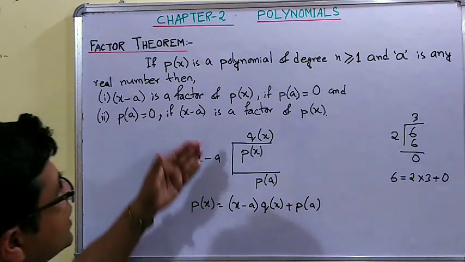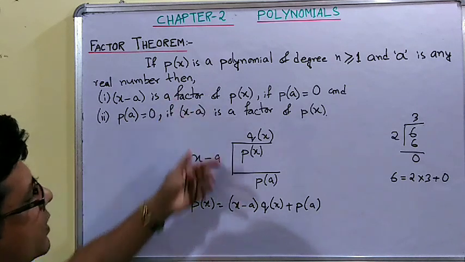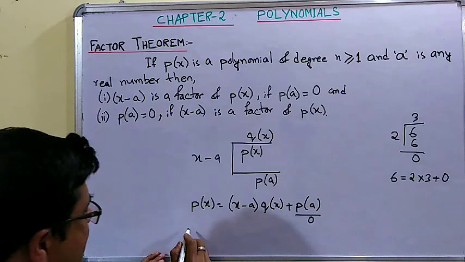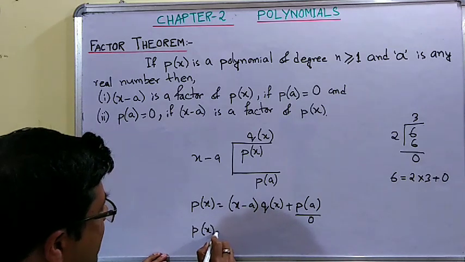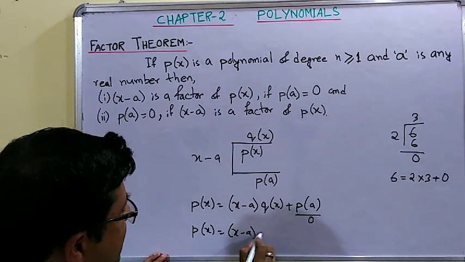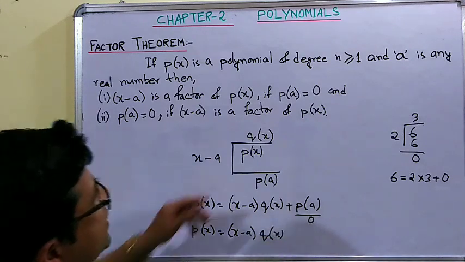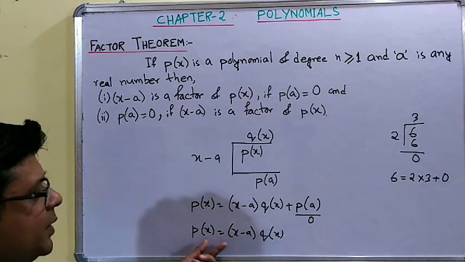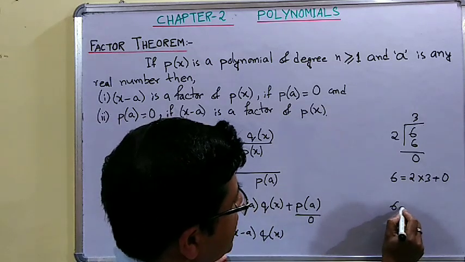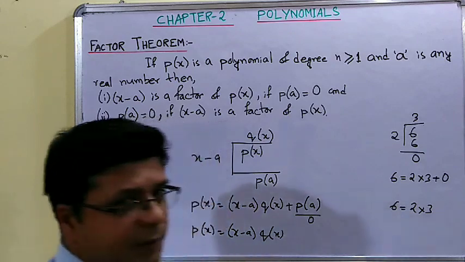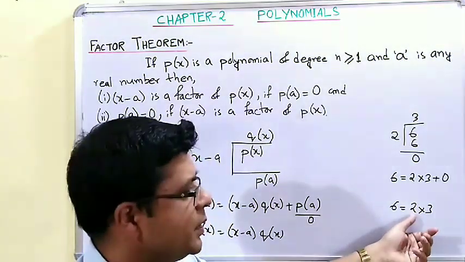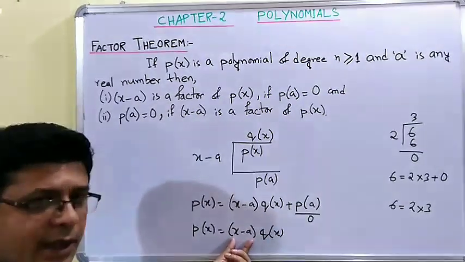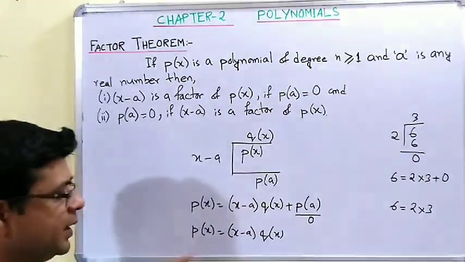From here we can conclude this. If the remainder is 0, what will we get? p(x) equal to (x minus a) into q(x). So if the remainder is 0, x minus a is a factor of this. Why? Suppose 6 equal to 2 into 3. If we can express it as a product of two numbers, 2 is a factor of 6. Here, this into this, that means x minus a is a factor of p(x), right?